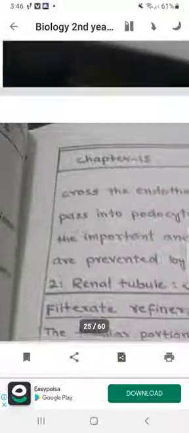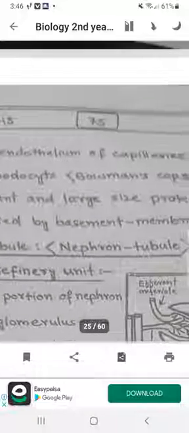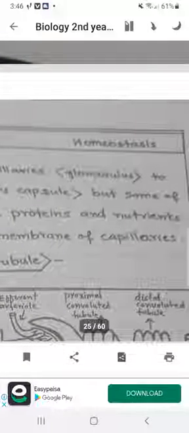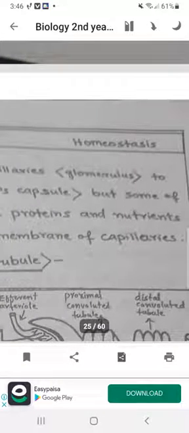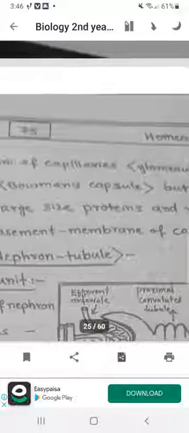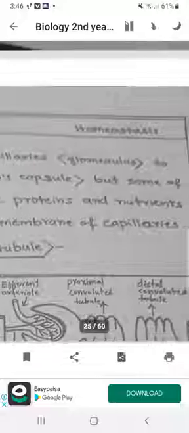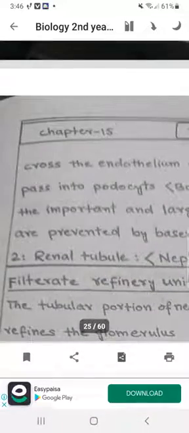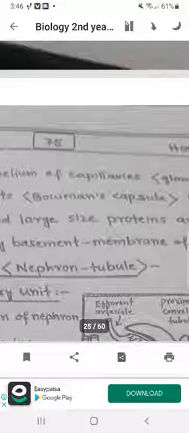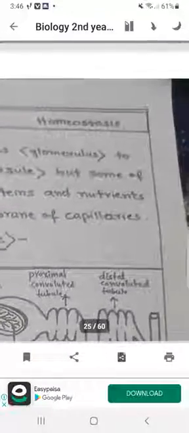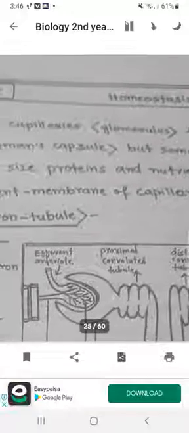First, such substances will cross the endothelium of capillaries of glomerulus to pass into podocytes, Bowman's capsule, but some of the important and large sized proteins and nutrients are prevented by the basement membrane of capillaries.